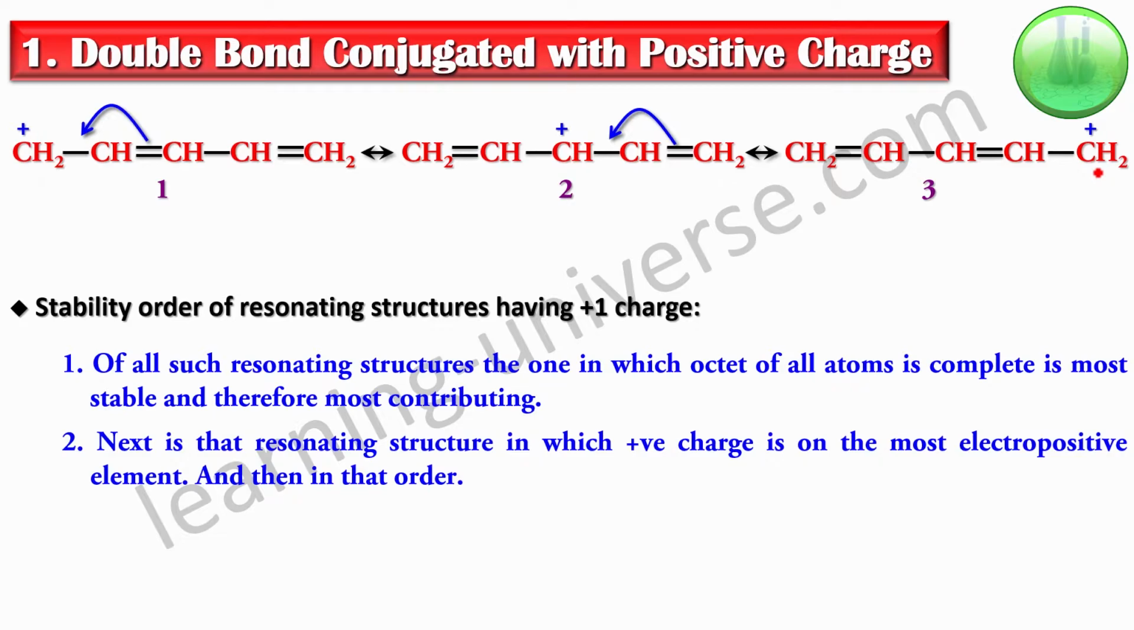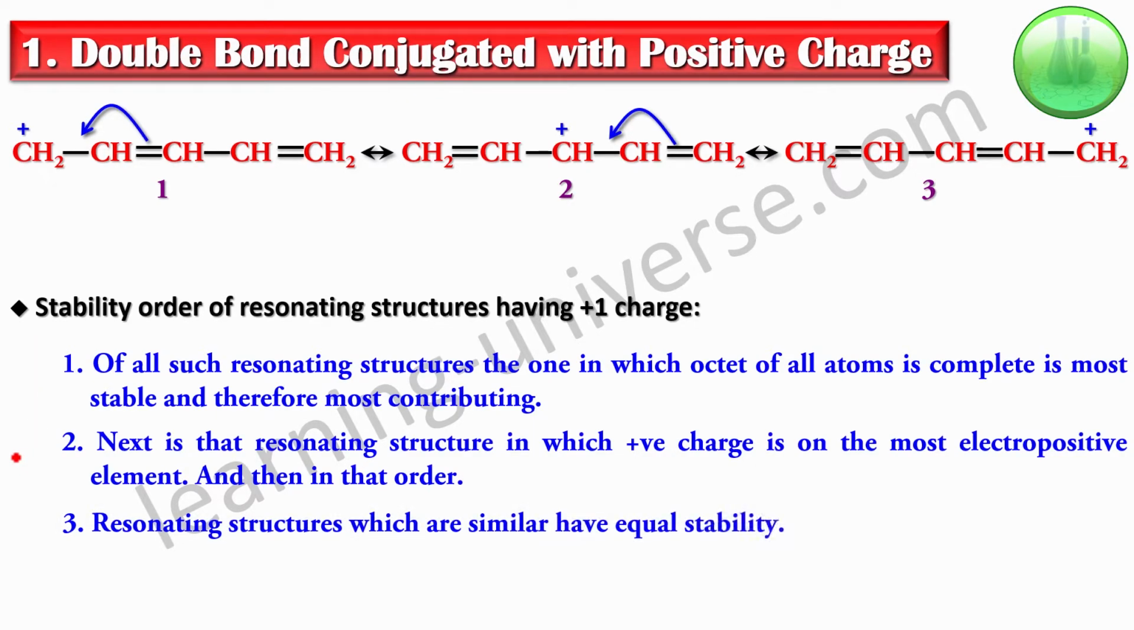Alright, let's try and figure out a third point. The next thing, and remember you have to use these points in this order, is that resonating structures which are similar have equal stability. And look at 1 and 3. They are similar. Try to understand the meaning of the word similar and don't confuse it with the word same. They're not the same structures. Same means it is one only.